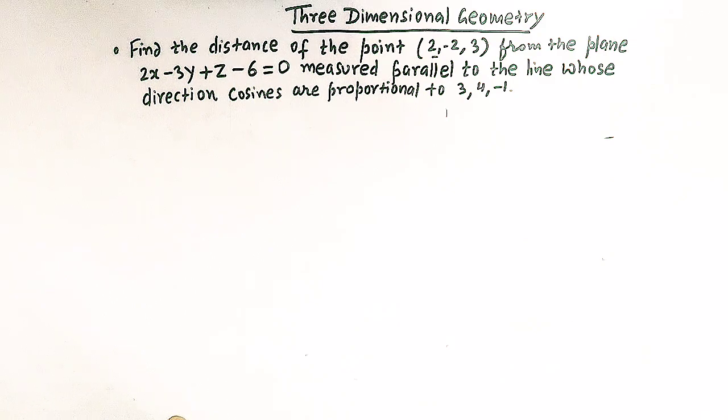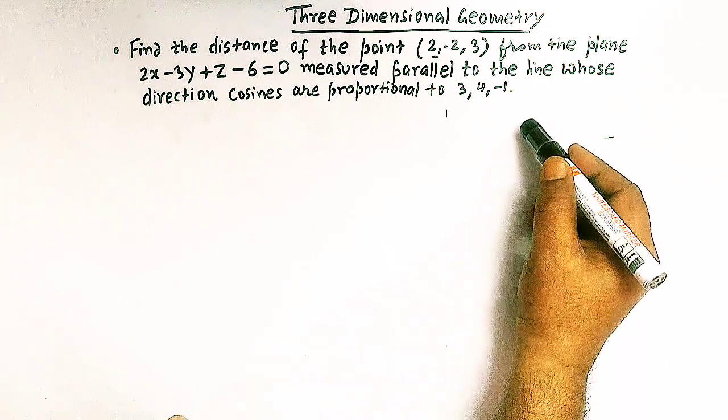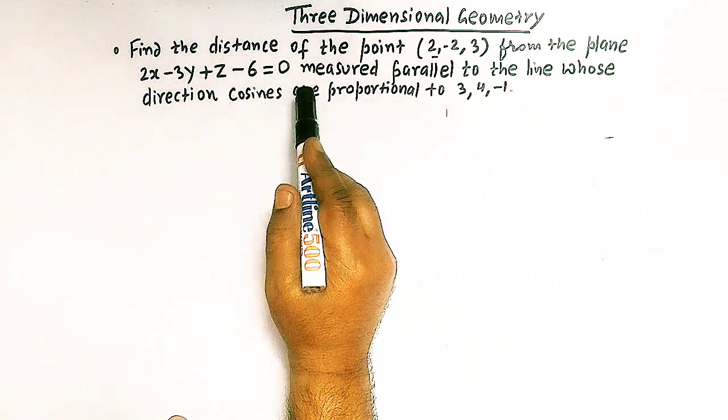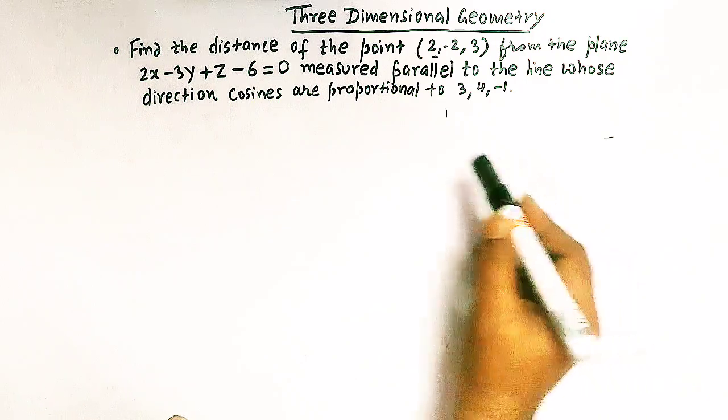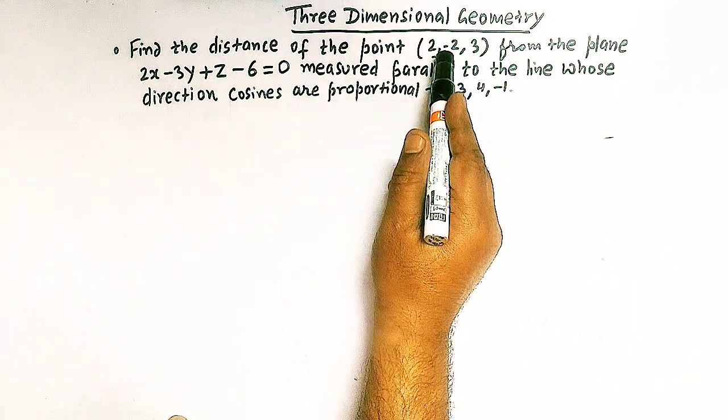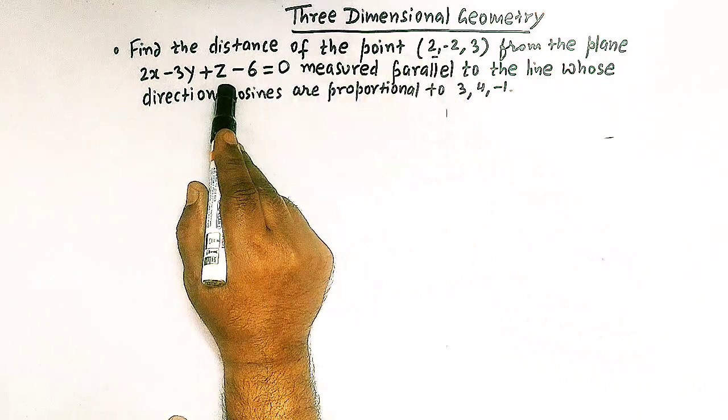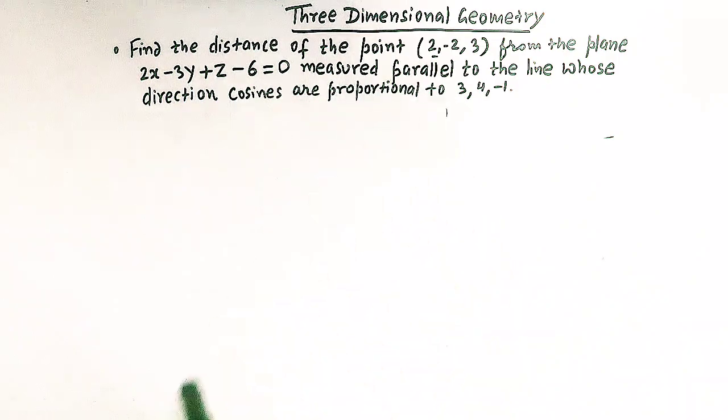So let us first quickly see the definition of direction ratios, and then we'll draw a rough diagram of this problem to find out the distance of this point from this plane with this condition.